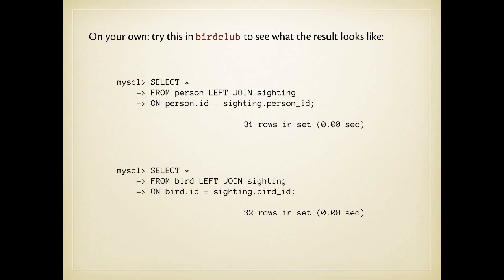Nope, there are not. So we get more rows than are in the person table, and we get more rows than are in the sighting table. And the same thing, if you do select star from bird left join sighting and omit the where clause, you will see 32 rows in that set, and you're going to see a whole bunch of nulls. Where did the nulls come from? The nulls came from the left join, right?